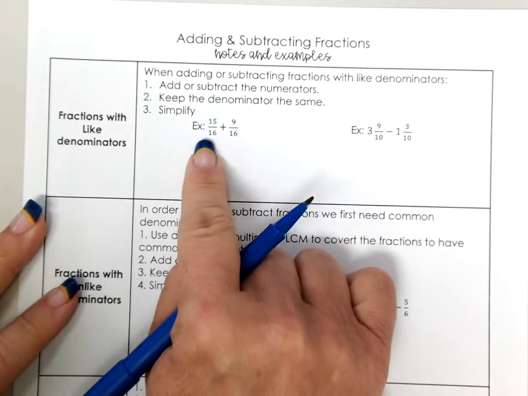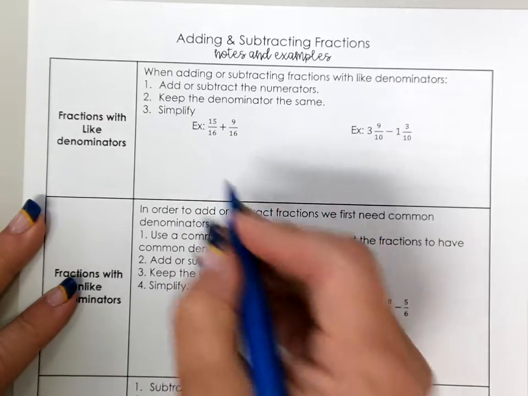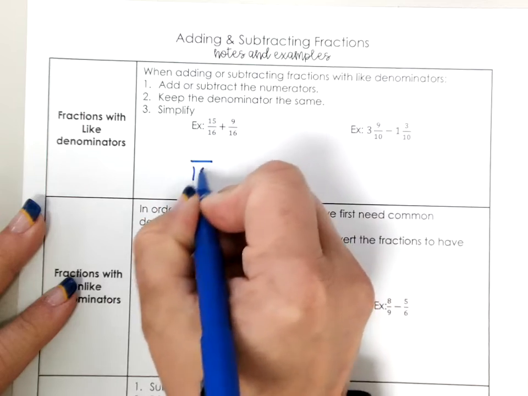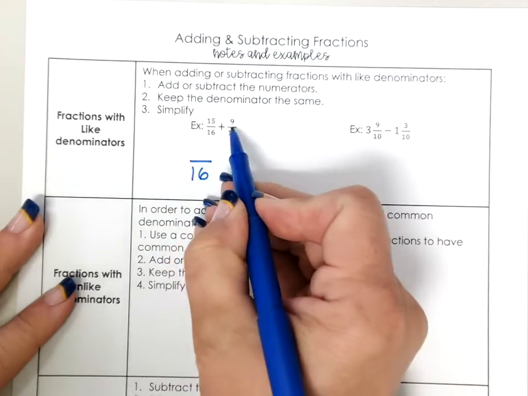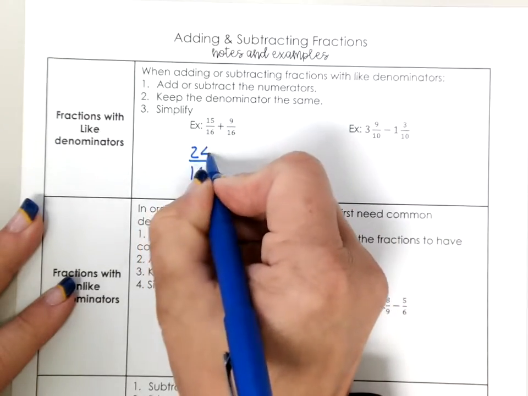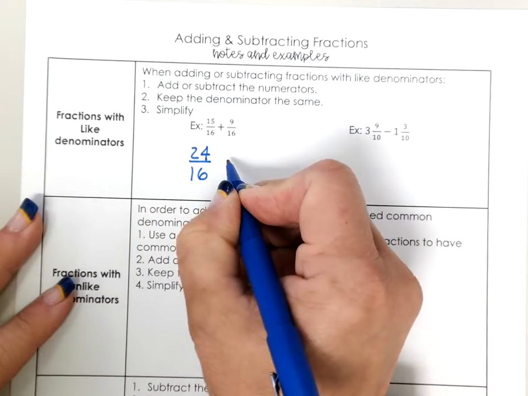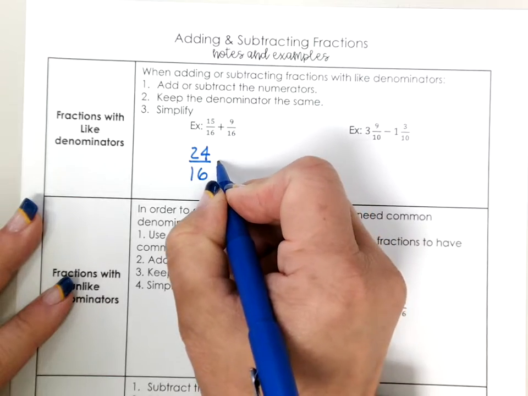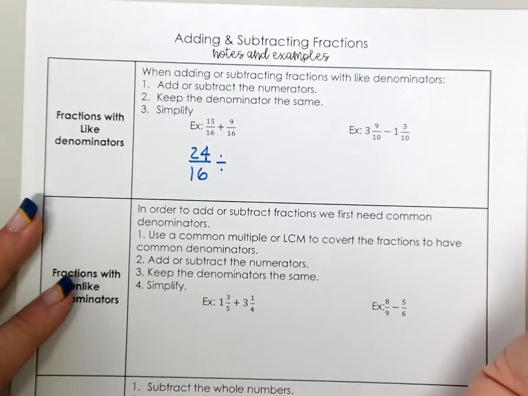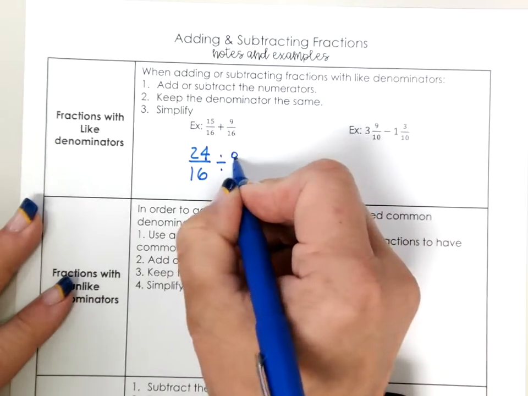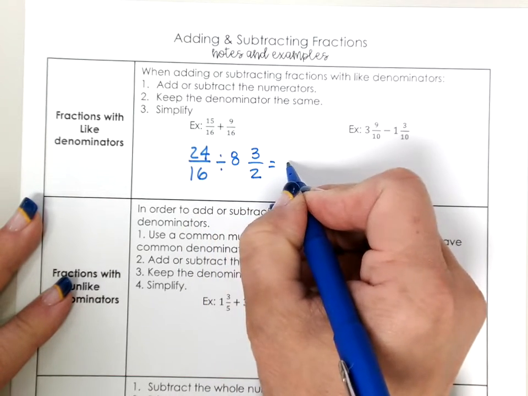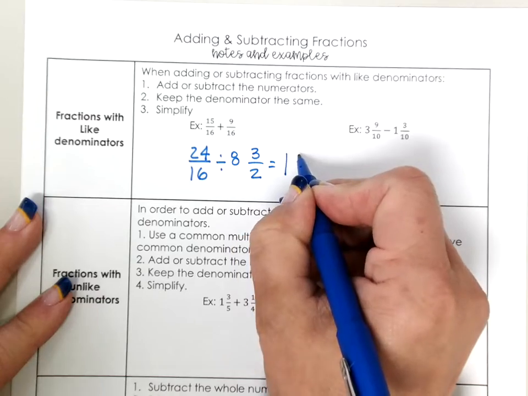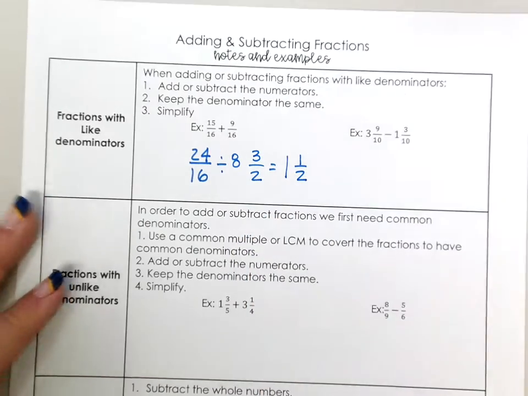So in this first example, the denominator is already 16, so it stays 16. We add 15 and 9, the two top numbers together, and we get 24. And then we're going to simplify it or turn it into a mixed number first. It doesn't matter which. I'm going to divide these both by 8 just to make it smaller so that I can easily make a mixed number. 2 goes into 3 once with 1 left over.